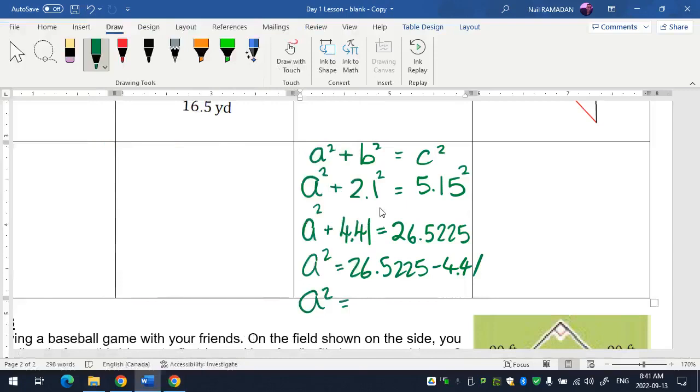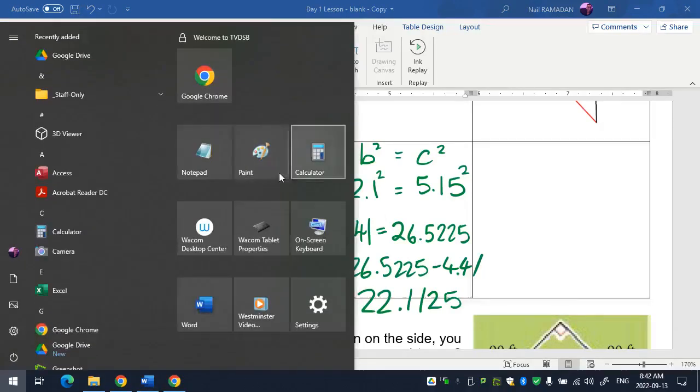Okay, I'll take your word for it. 22.1125. What do I do with this number? Is this my final answer? Never. If this question is worth like 3 marks, you get 2 out of 3 here. So I need to square root this number. Square rooting means what number do you need to multiply by itself to get you very close to 22.1125? All right, so I'm going to square root it.